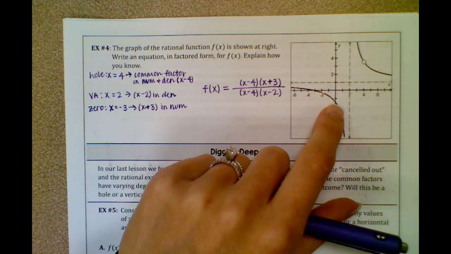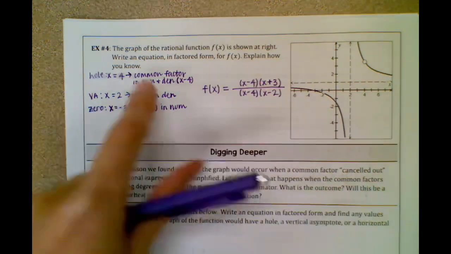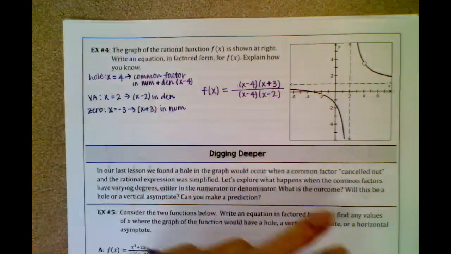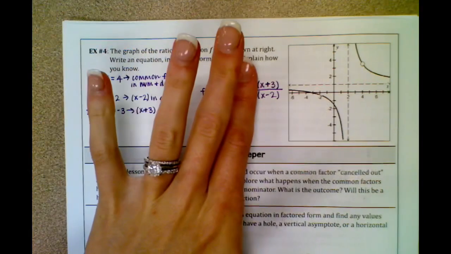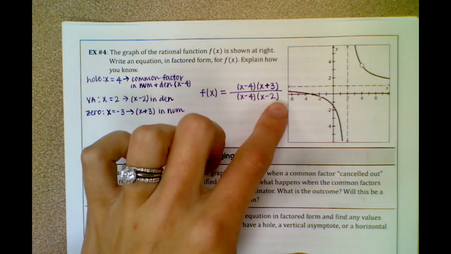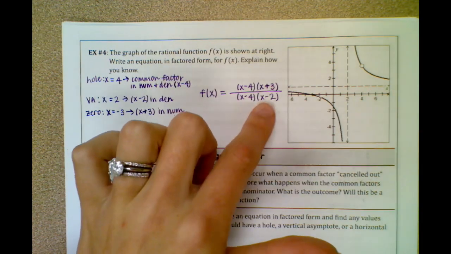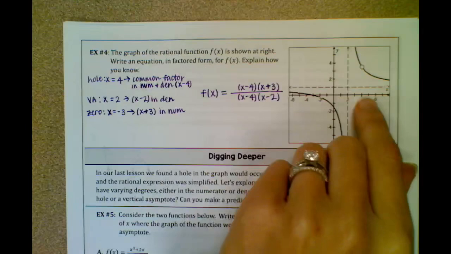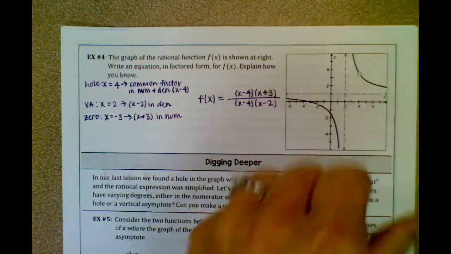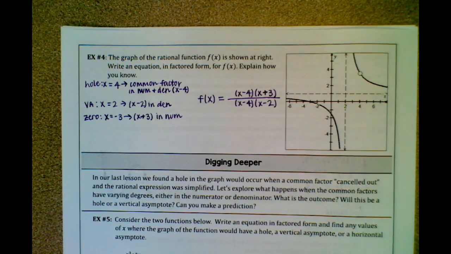Okay. Also, if you would want, you could plug in 4 right here for x, because if we pretend that we cancel those out, 4 plus 3 is 7. 4 minus 2 is 2, so 7 over 2 is, let's see, 3.5. And if you guys look right here, the hole is about at 3.5. So that's the function. That's all we need there. Okay? So that all checks out.